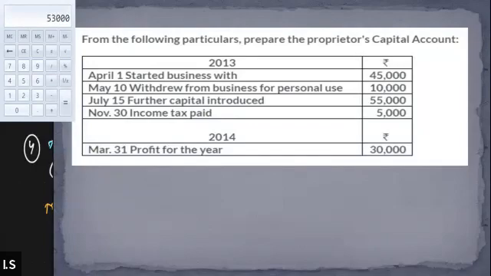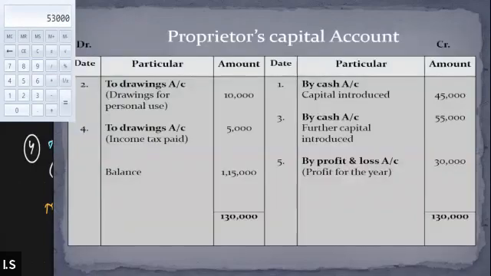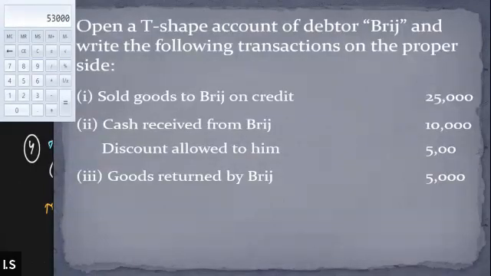Moving on to the next question. Everyone, please prepare the account for this question as well. Open a T-shaped account of debtor. The debtor is Bridge. Write the following transactions on the proper side: sale of goods to Bridge on credit, cash received from Bridge, discount allowed to him, and goods returned by Bridge. Do it, everyone.